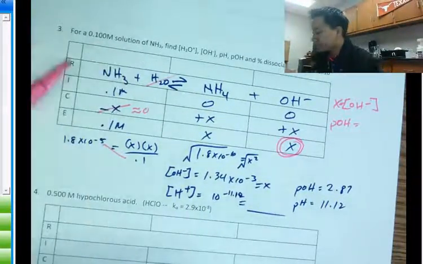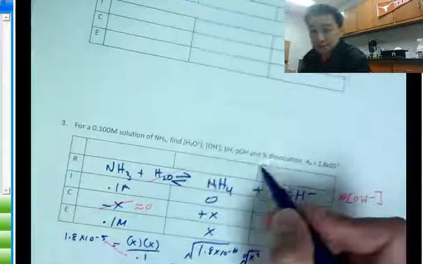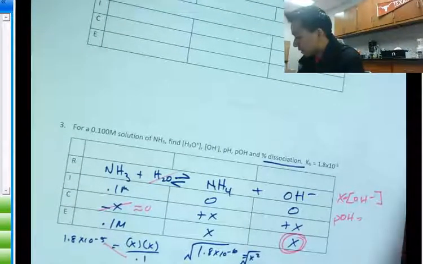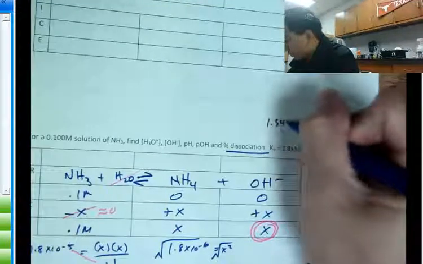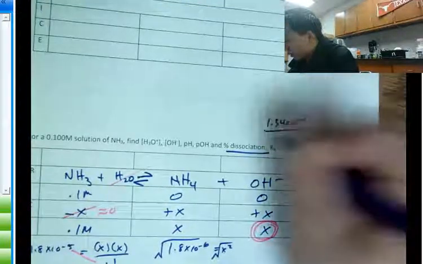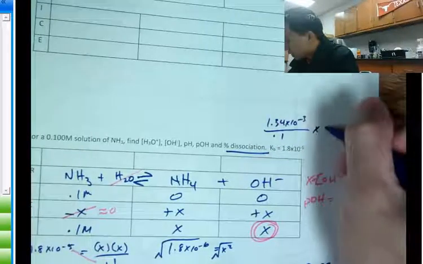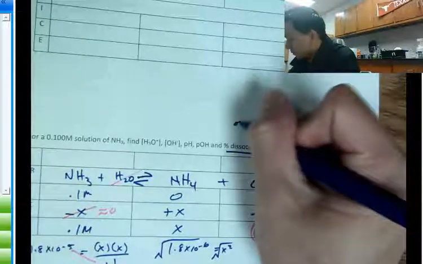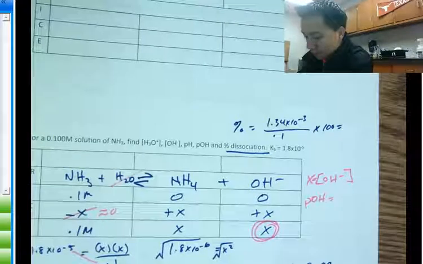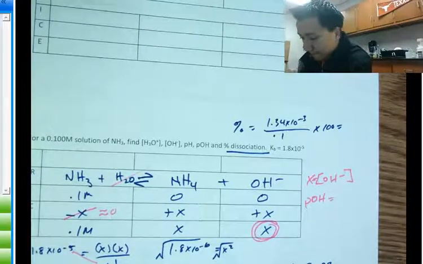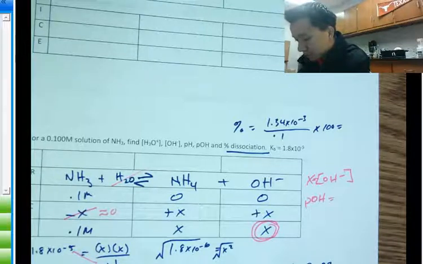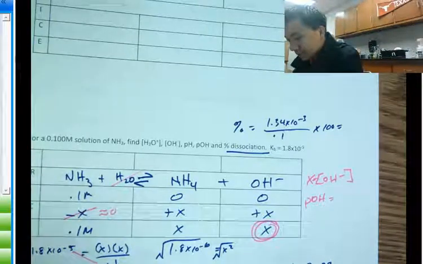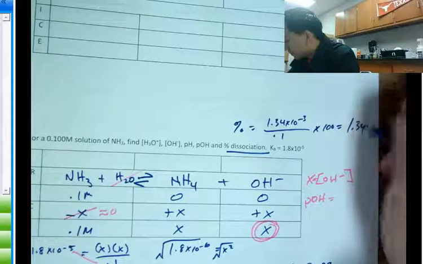Okay? And the percent dissociation, it's fairly easy. The percent dissociation is the OH concentration, which is 1.34 times 10 to the negative 3 over the original amount, which is 0.1 times 100%. Okay? 1.34 times 10 to the negative 3 divided by 0.1 times 100. I get 1.34%.